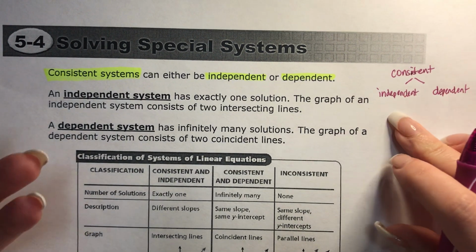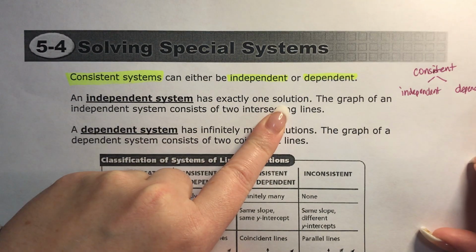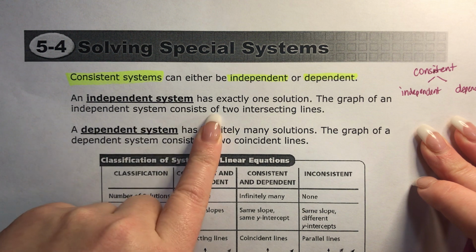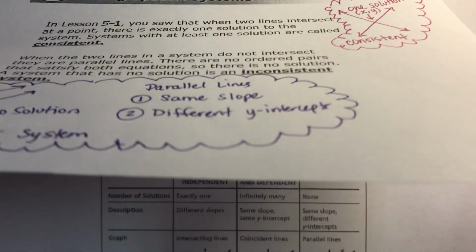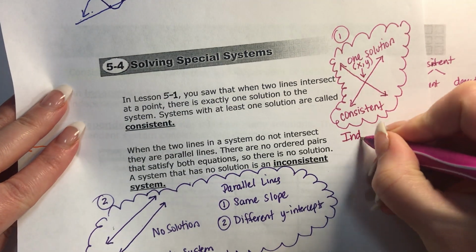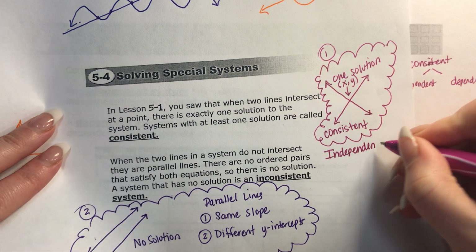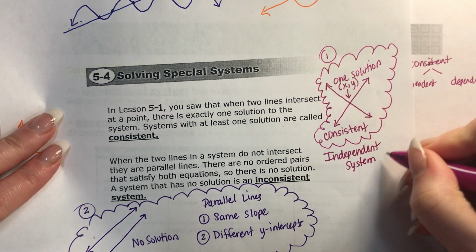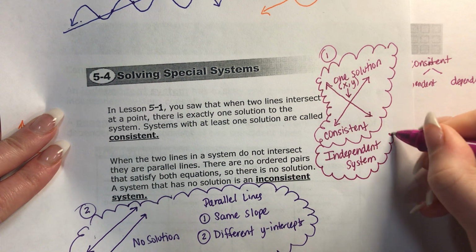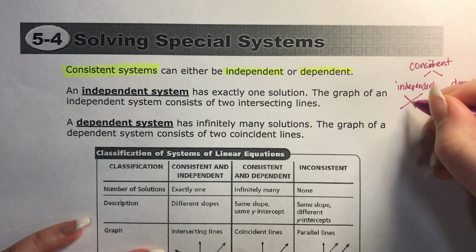What makes it an independent versus a dependent system? Well, an independent system has exactly one solution. The graph of an independent system consists of 2 intersecting lines. So here, with one solution, 2 lines, and one intersection, we can say that this is an independent system. So it's a consistent independent system. An independent system is just 2 intersecting lines, with one solution.